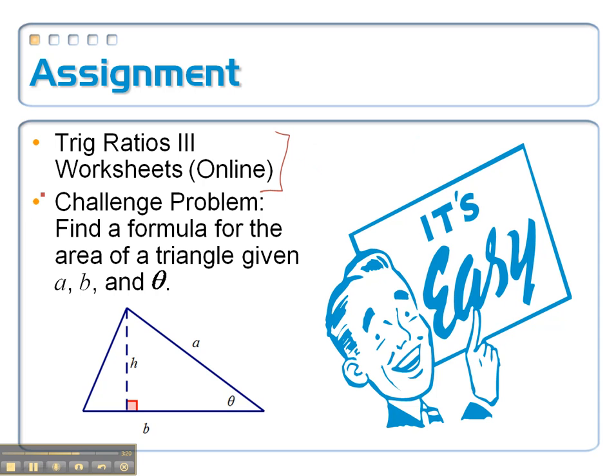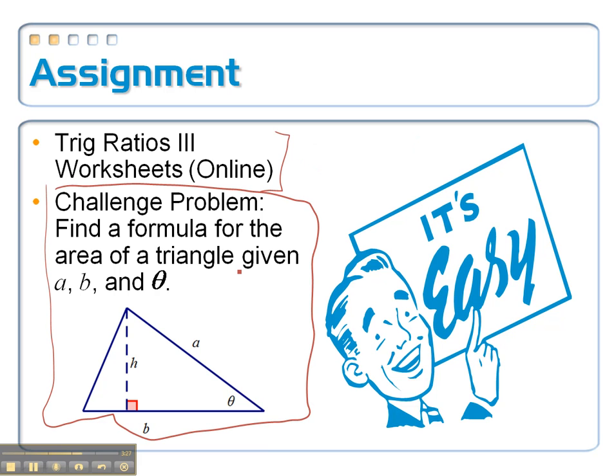There's only a single challenge problem. There's not a worksheet for it. It's just right here. What you want to do is find a formula for the area of this triangle in terms of A, B, and theta.